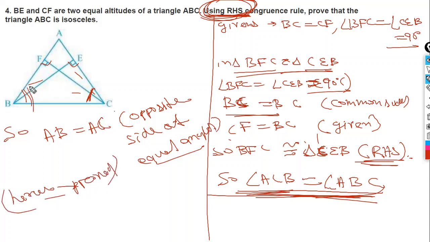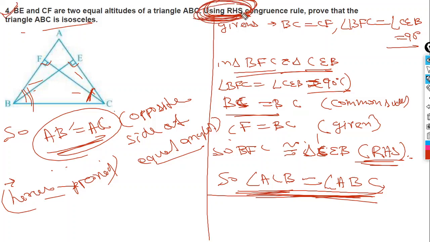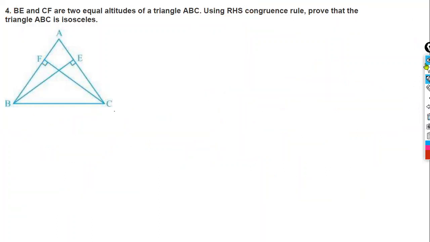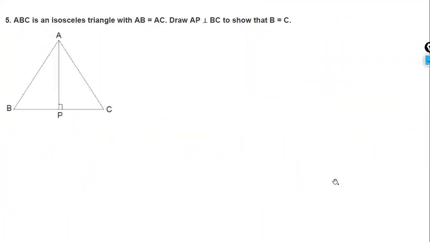Because we needed to prove AB equal to AC, therefore triangle ABC will be an isosceles triangle. Okay, so this is the proof of question number 4. But don't forget to use RHS like we used it here. Now we'll move to question number 5. So this is the last question, I suppose. Yes, last question.